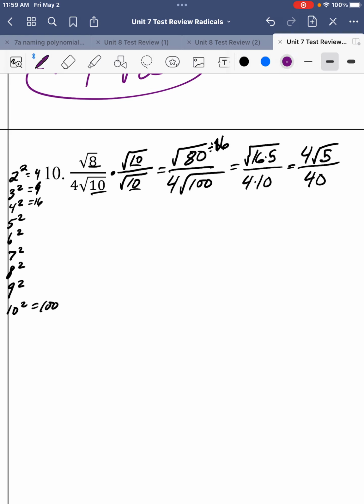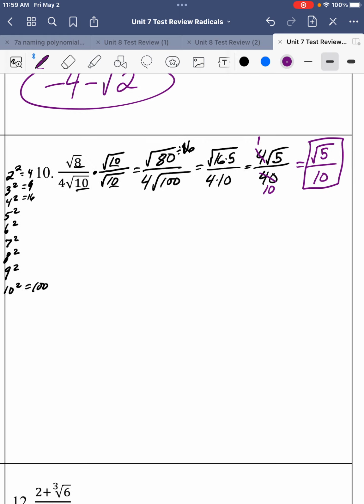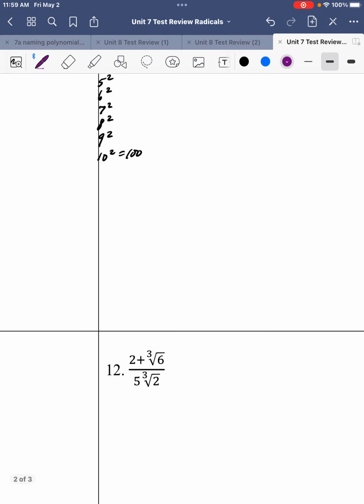The 40 and the 4 divided by 40. Divide the numerator by 4, divide the denominator by 4. And so our final answer is 1 times the square root of 5, which is the square root of 5. You don't need to write the 1 there, and that's over 10. That's your final answer. And don't do the 5 into 10, because that's not a 5, that's a square root of 5, which is like 2.1 something. It's not an actual 5 there.